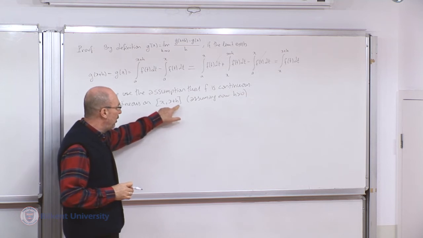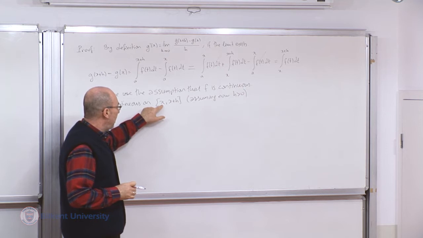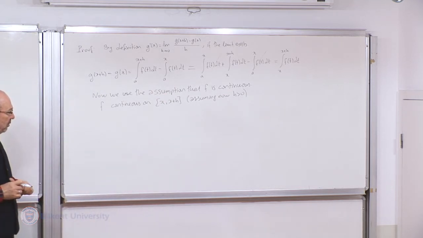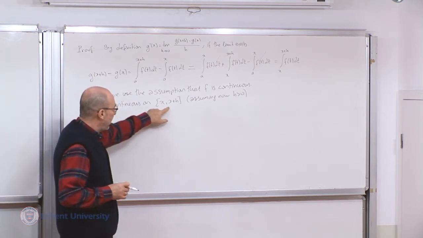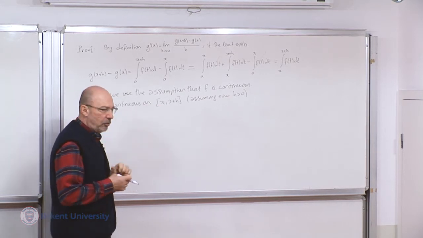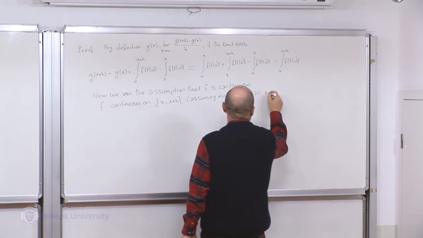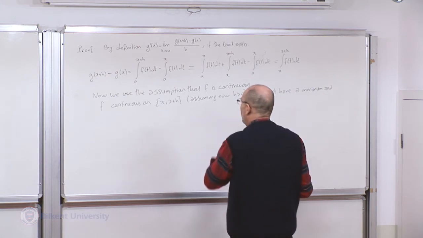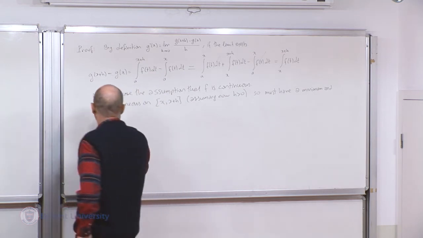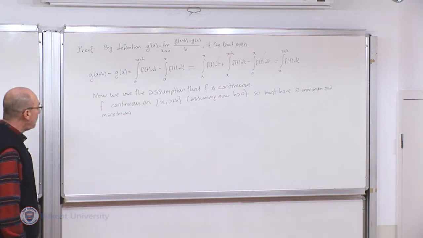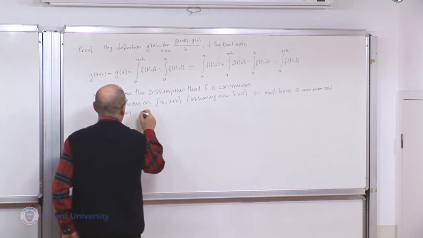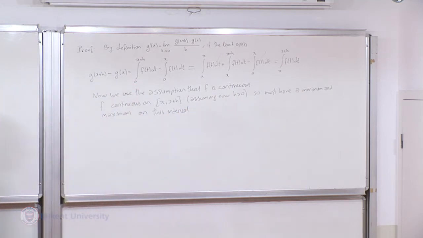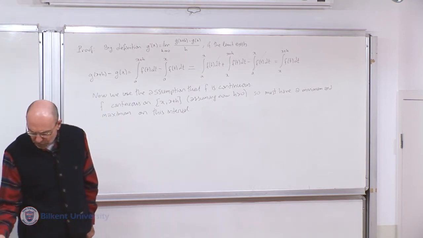If h is positive, this is the interval. If h is negative, then the interval is from x plus h to x, because h is subtracting something. So the sign of the increment h does not matter much. As far as we are concerned, it's a closed and bounded interval, and f is continuous on it. So f must have a minimum and maximum on this interval. Let us say that the minimum and maximum occur at certain places.